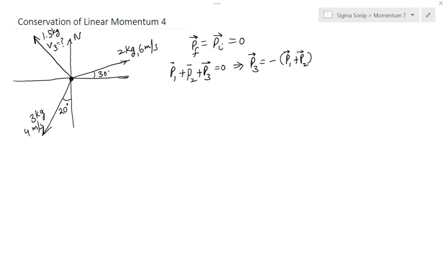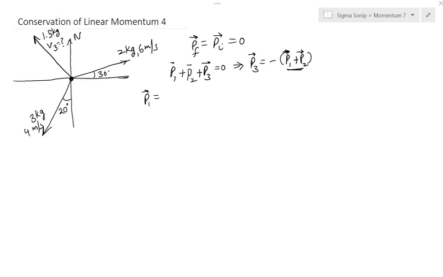So the problem basically is just like the previous question in the previous video. We need to find the vector sum of momentum P1 and P2, and then we need to reverse that to get our P3. Now this can be slightly complicated because P1 and P2 are not at 90 degrees. So I will draw the diagram here, starting from this point. Let me see. So I first draw the P1. Okay, let me just write P1 as well.